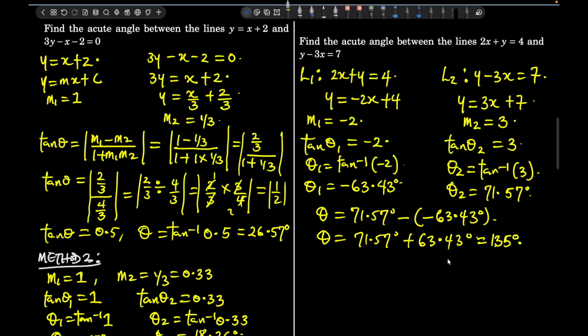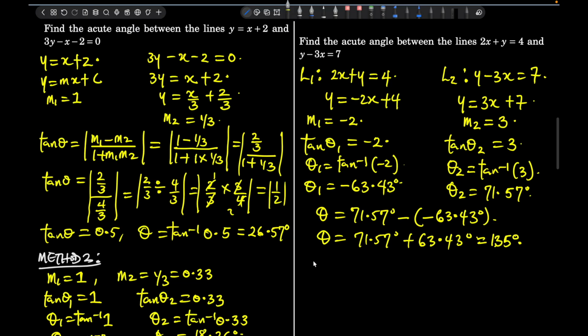Method 2 is tricky if you are not careful. If you go back to the question, it says we should find the acute angle between the two lines. And the answer that we got is not an acute angle. This is an obtuse angle, 135 degrees. So we need to make it acute. How do you make it acute? Just subtract what you get here from 180.